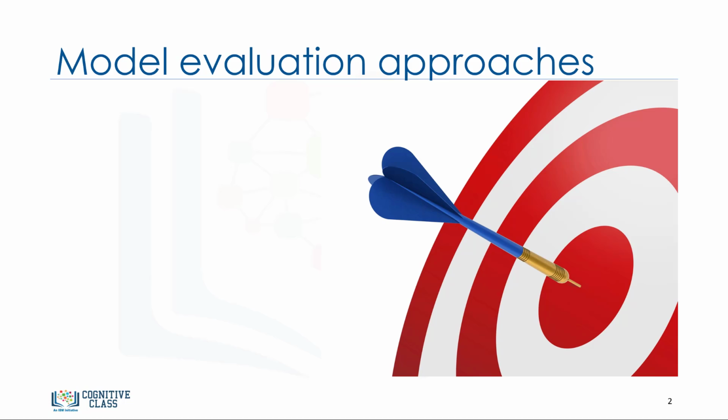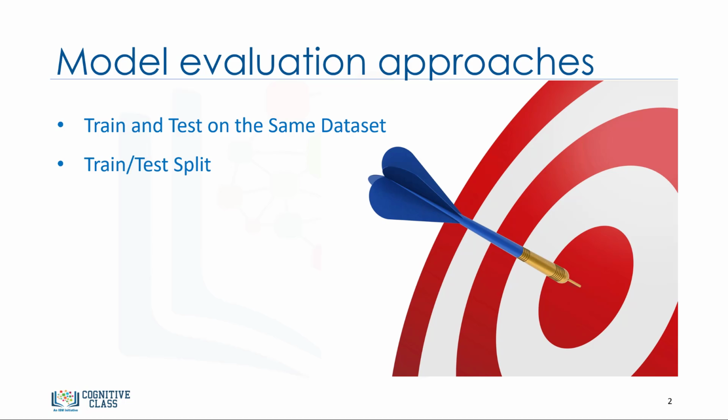In this video, we'll introduce and discuss two types of evaluation approaches that can be used to achieve this goal. These approaches are train and test on the same dataset, and train-test split. We'll talk about what each of these are, as well as the pros and cons of using each of these models. Also, we'll introduce some metrics for accuracy of regression models. Let's look at the first approach.